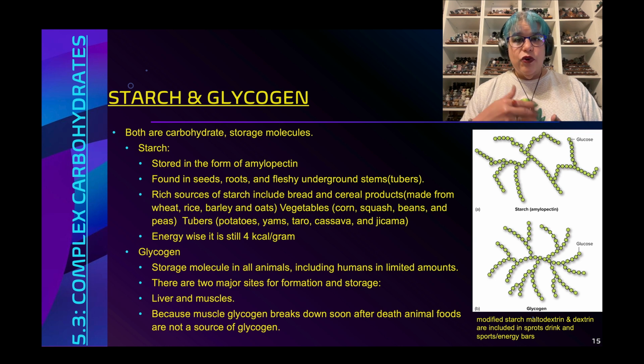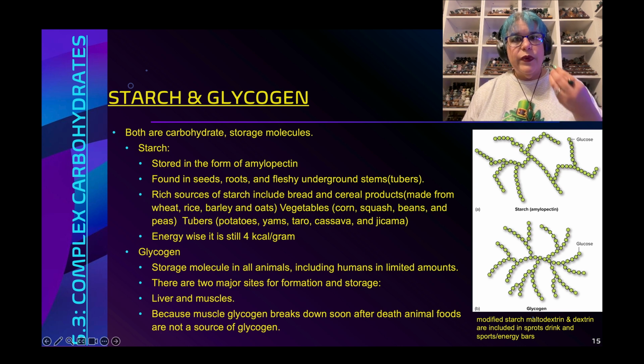Energy-wise, starch is still going to be 4 kcals per gram, just like any other carbohydrate, even if it is this complex sugar. Glycogen, unlike starch that comes from plants, is a storage molecule for our glucose in animals, including us. There are two major sites for the formation and storage of glycogen, our liver and our muscles. Now, this is glycogen, and again, you can see all of these branching chains of glucose.